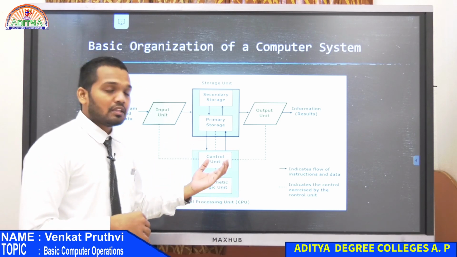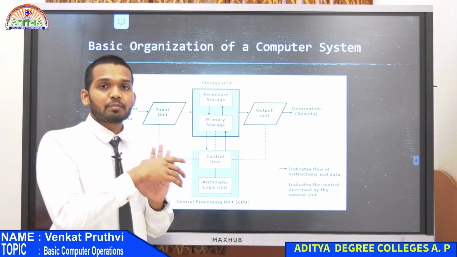Now, initially in the previous slide we were discussing the 5 operations of a computer system.